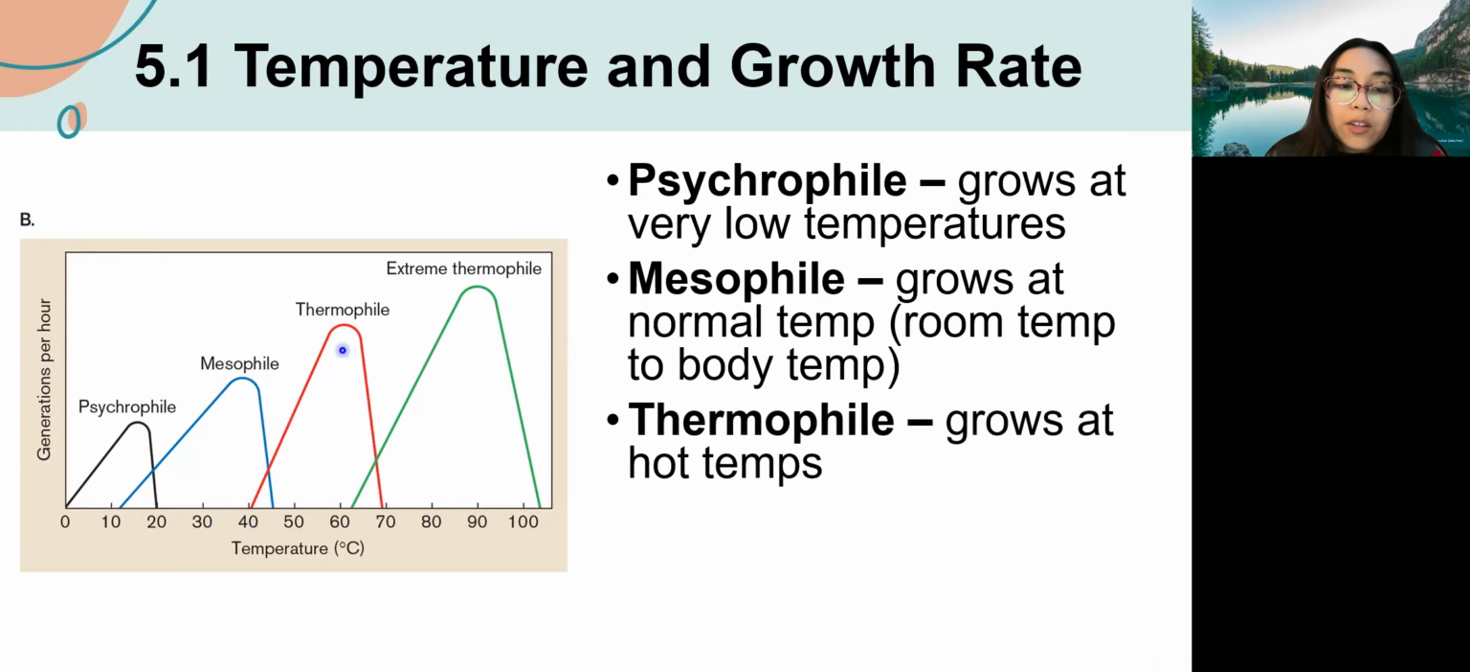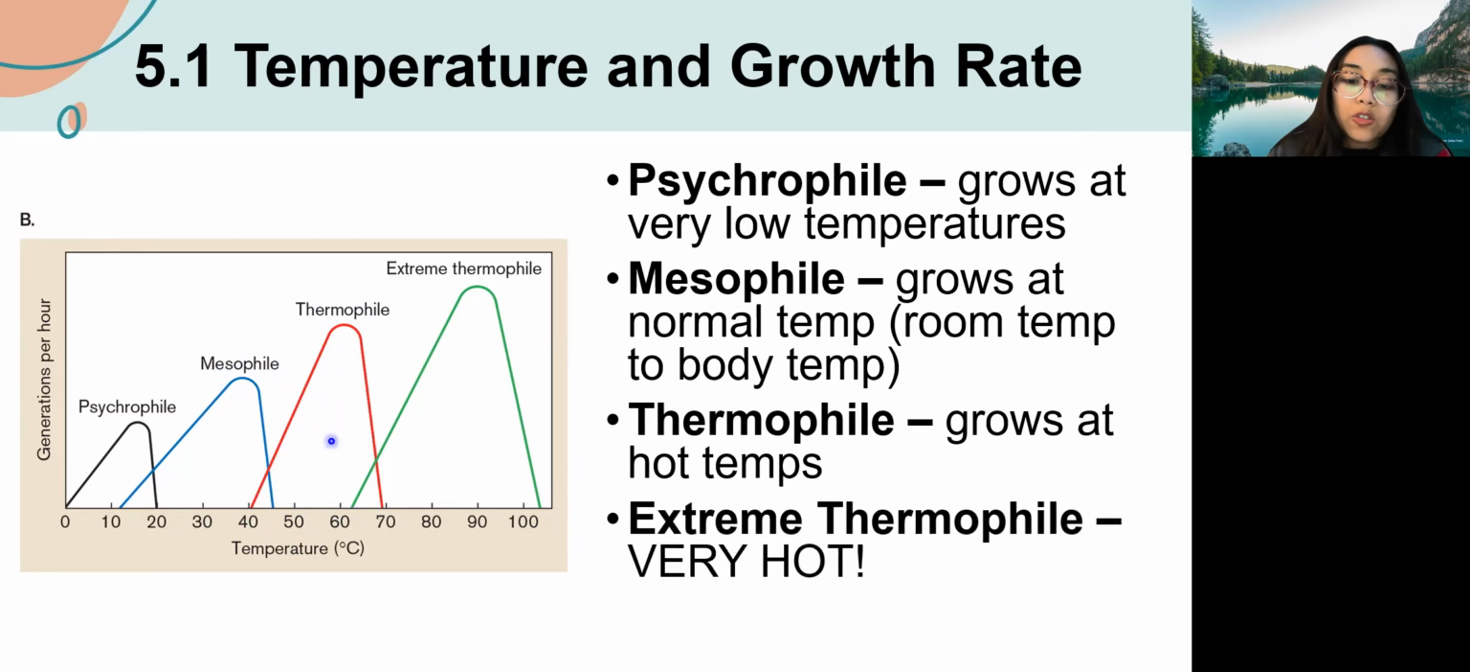Okay. Then we have the thermophiles. So these guys, obviously, as you can tell, they prefer very hot temperatures. So anywhere between 50 to 60 degrees Celsius. That's pretty hot. I mean, it's not boiling. Boiling temperature is at 100, but that's still pretty hot. It's definitely hotter than the human body, twice as hot, actually. And then finally, we have the extreme thermophiles, which, guess what? They really like it hot. So some of them can even survive in boiling temperatures.